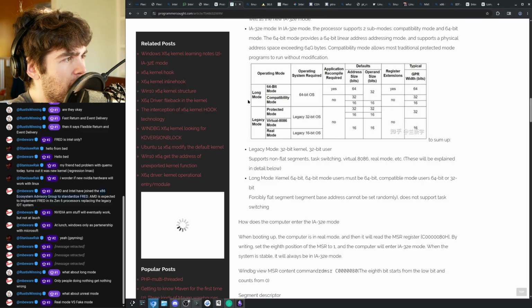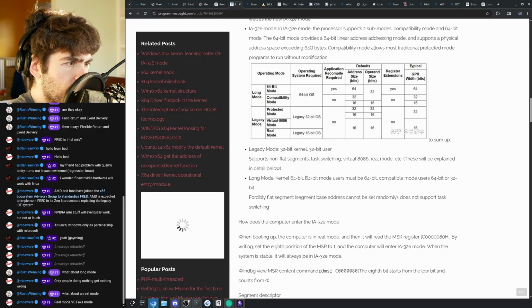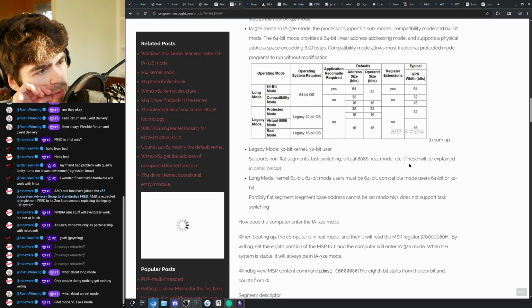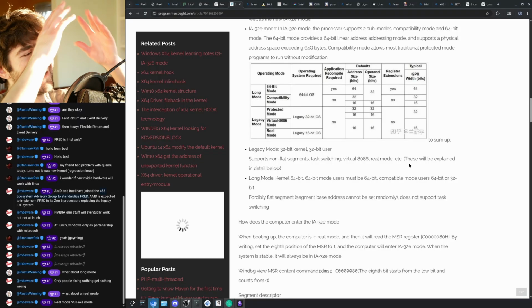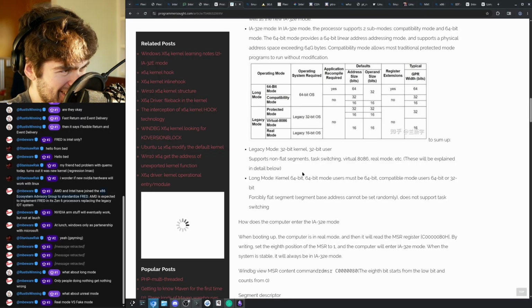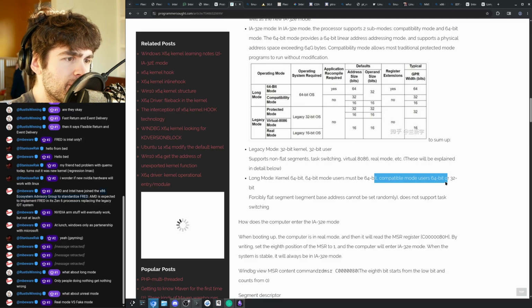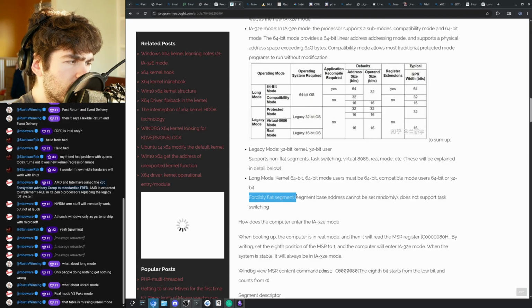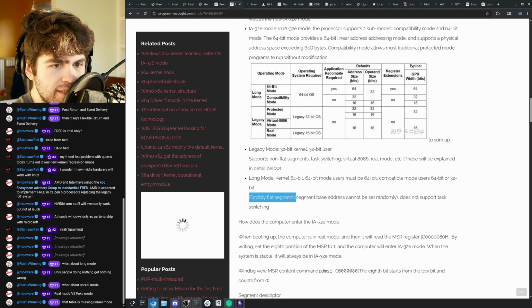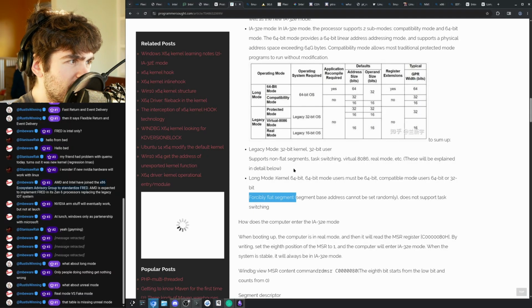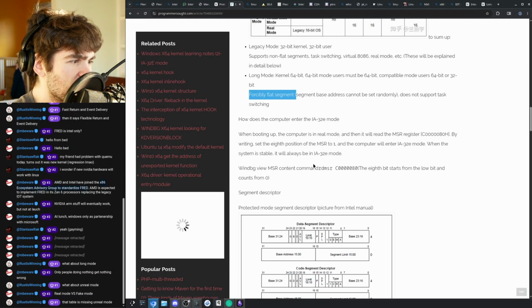Okay, long mode, 64-bit mode, compatibility mode. Long mode: kernel 64-bit, and in 64-bit mode users must be 64-bit. There's a lot of 64-bit there. Compatibility mode: user 64-bit or 32-bit. Forcibly flat segment. Does not support task switching. Okay, that table is missing Unreal mode. It's because it doesn't exist. Okay, there's no Unreal mode.